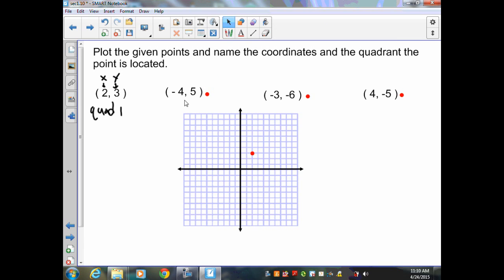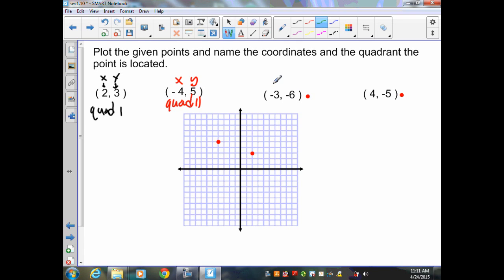My next ordered pair is -4, 5. My coordinates are x-coordinate, -4, y-coordinate is 5. And I plot, I go to my origin, I move 4 units to the left, and then 5 units up. And this is in quadrant 2, or the number 2.